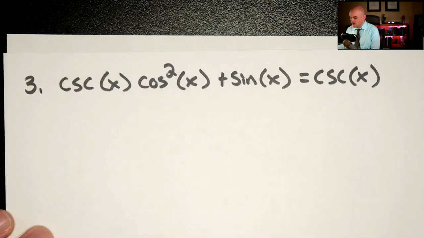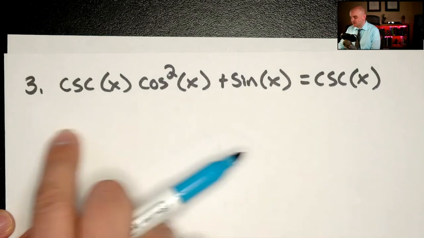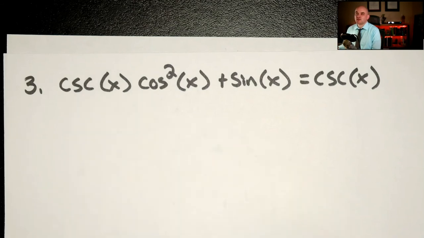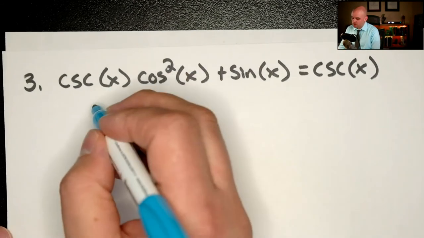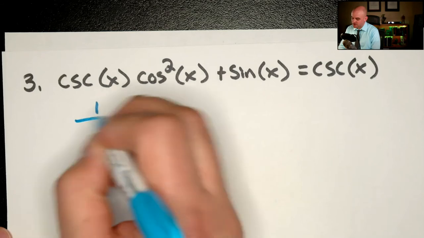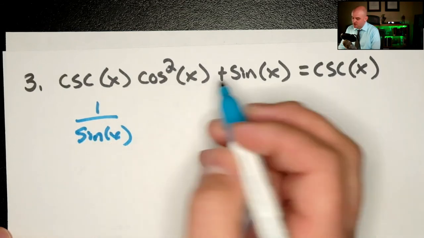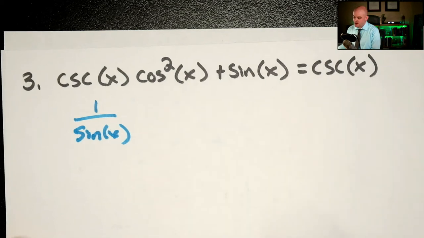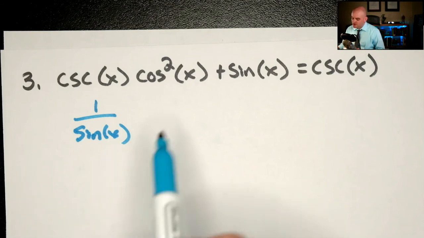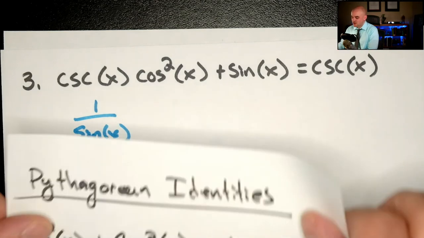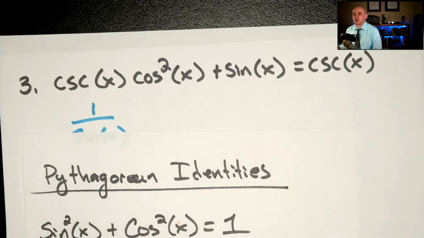So starting out, I'm thinking, okay, I'm going to work with this left side because there's so much to work with here and try to make it look like the right side. Cosecant is the same thing as 1 over sine. Remember, S pairs with C, so this is going to be 1 over the sine of x times cosine squared. Now, this cosine squared, I'm going to see what I can do with it using my Pythagorean identities. Whenever you see something squared with these trig functions and you don't know where to go, see if you can take out these Pythagorean identities and make something of it.